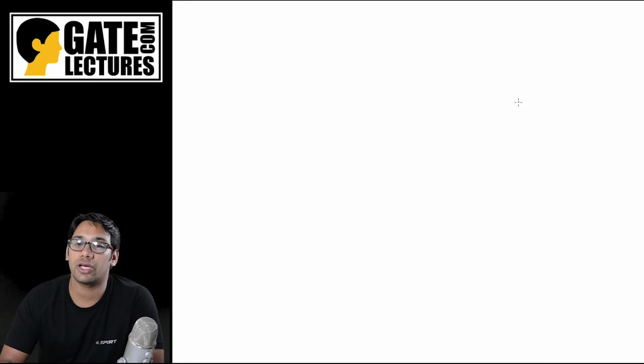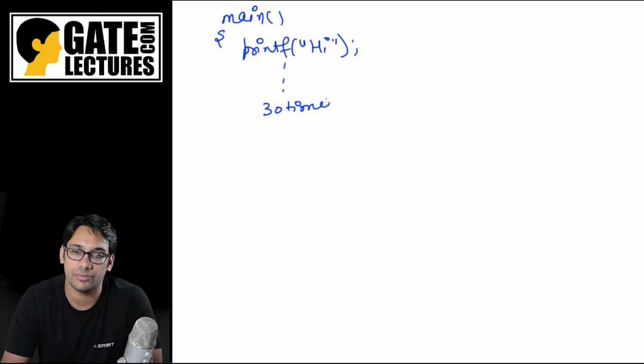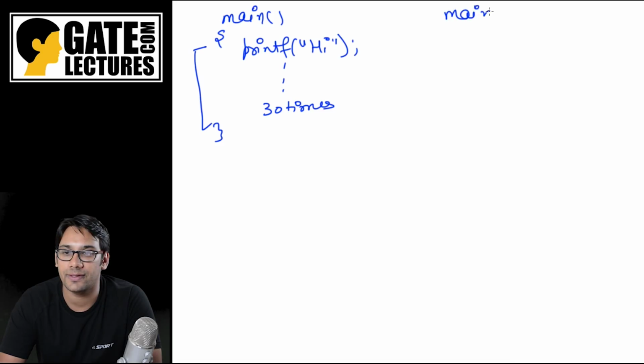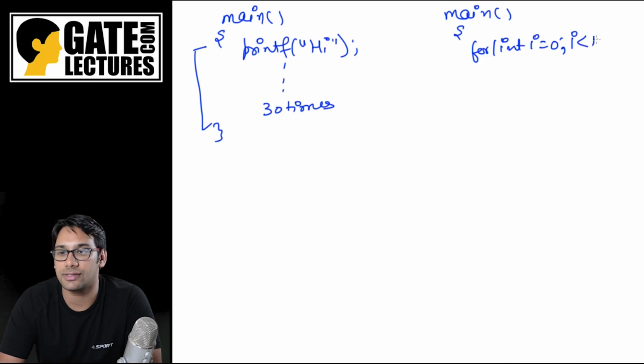Now coming back to our previous programs. So the first program was something like this. Main. We printed this printf high, and this was 30 times. Okay, and the second program was main, for int i is equal to 0, i less than 10, i plus plus, and here we will be having printf statement, printf high.